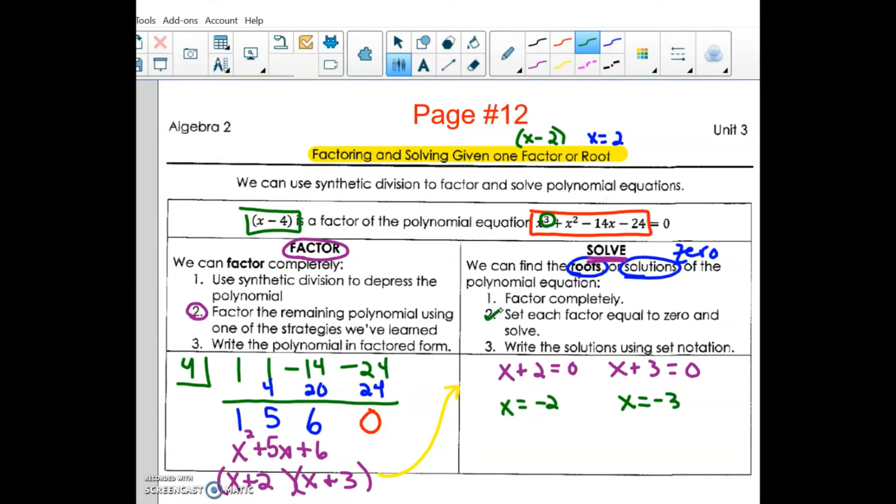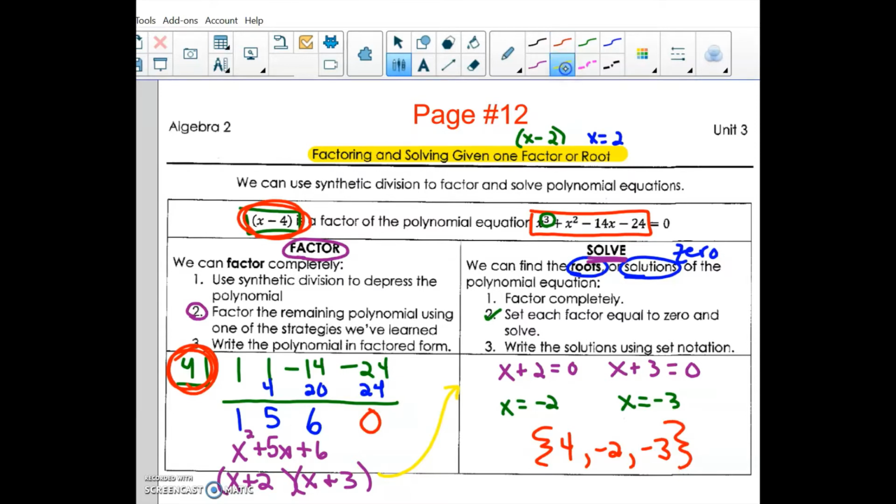Now it says write the solution using set notation, so that's using the braces. We have an original solution of 4 that we got from the original factor. And then we just found negative 2 and negative 3. So finish that off with a fancy bracket, otherwise known as a brace.